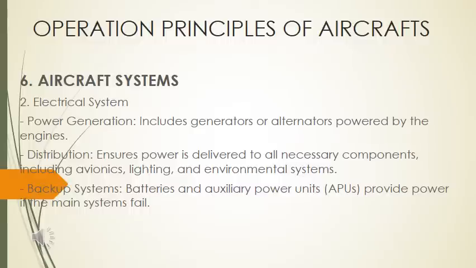As power is generated, it has to be appropriately distributed. Avionics, that's the electrical part, the lighting of the cabin, lighting of various parts in the aircraft, and also environmental systems. I talked about sensors and actuators earlier, so some of these things need electricity to be powered. And backup systems, batteries and auxiliary power units (APUs), provide power if the main systems fail. In case some of these power supply systems fail, there are also backup systems such as batteries and the APU to provide power.